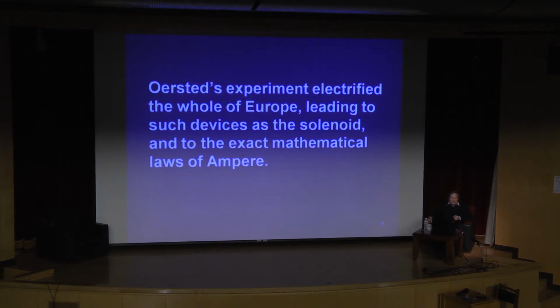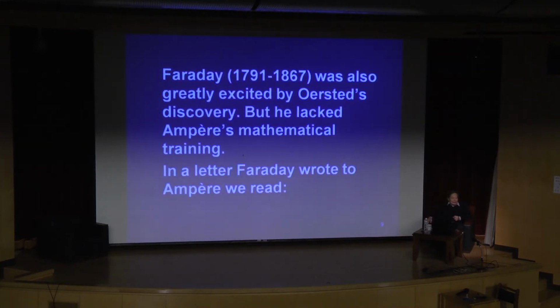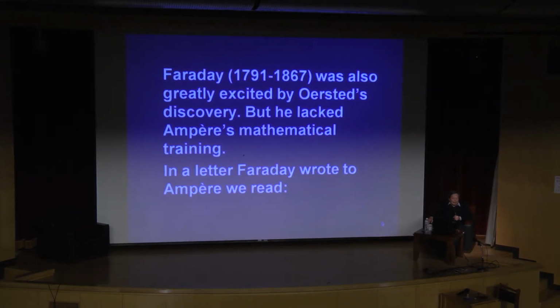Ørsted's experiment electrified the whole of Europe, leading to such devices as the solenoid and to the exact mathematical laws of Ampere. Ampere was learned in mathematics. He worked out in 1827 the exact magnetic forces in the neighborhood of a current as action at a distance. Faraday was also greatly excited by Ørsted's discovery, but he lacked Ampere's mathematical training. In a letter Faraday wrote to Ampere, we read the following.